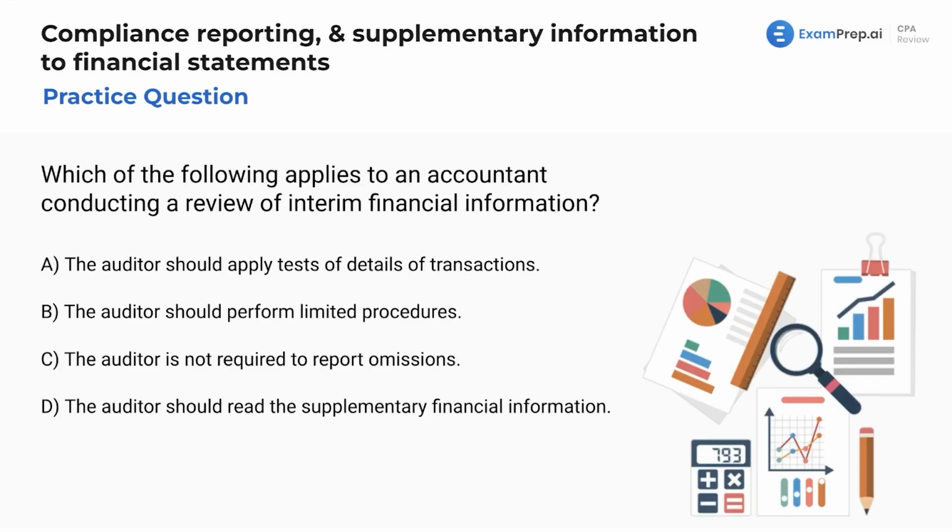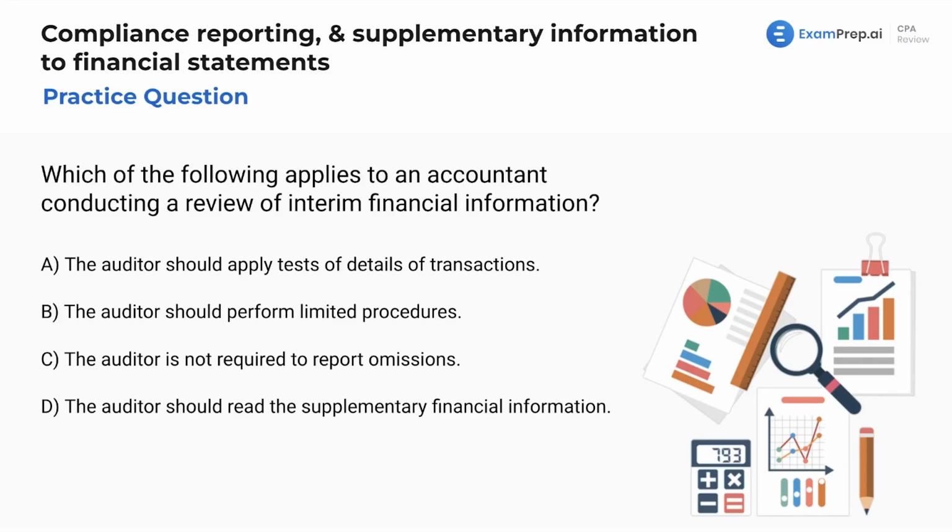Next up, which of the following applies to an accountant conducting a review of interim financial information? All right, so we are thinking about this and a review of interim financial information. And you likely have seen this in another lesson, or if you haven't seen it yet, you will see it in another lesson. There are just so many interconnected topics in the whole exam. All right, all good here.